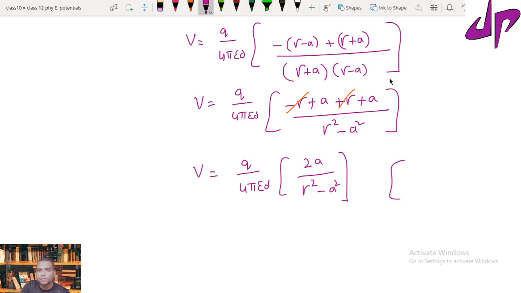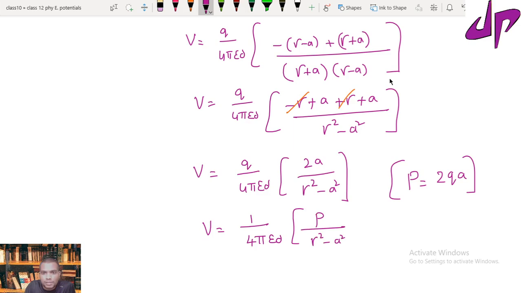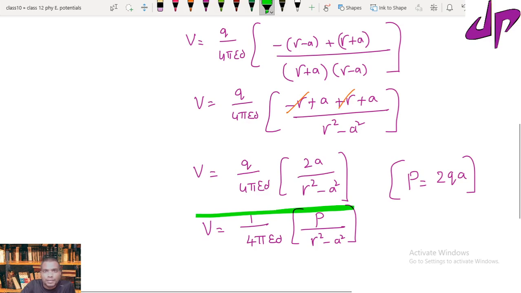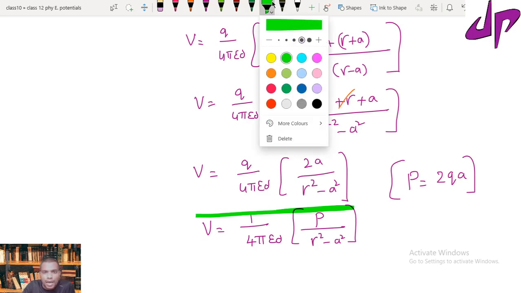Now if you remember, the dipole has a dipole moment, which we express as p equal to 2qa. The product of the magnitude of the charge times the dipole length we define as the dipole moment. So in place of 2qa, I can now substitute the dipole moment and rewrite the expression as 1 over 4 pi epsilon naught of p upon r squared minus a squared. This is the potential expression due to an electric dipole at an axial point.